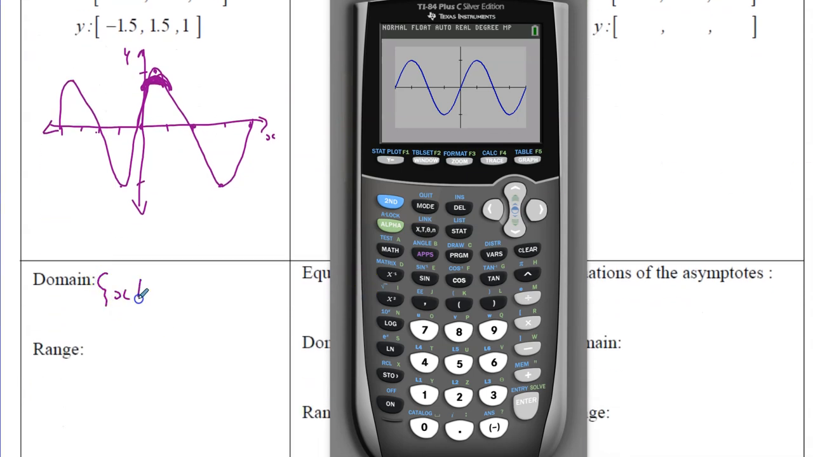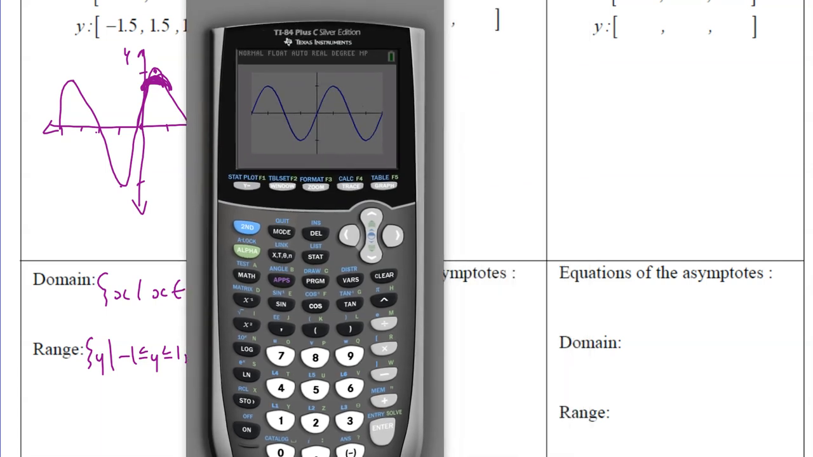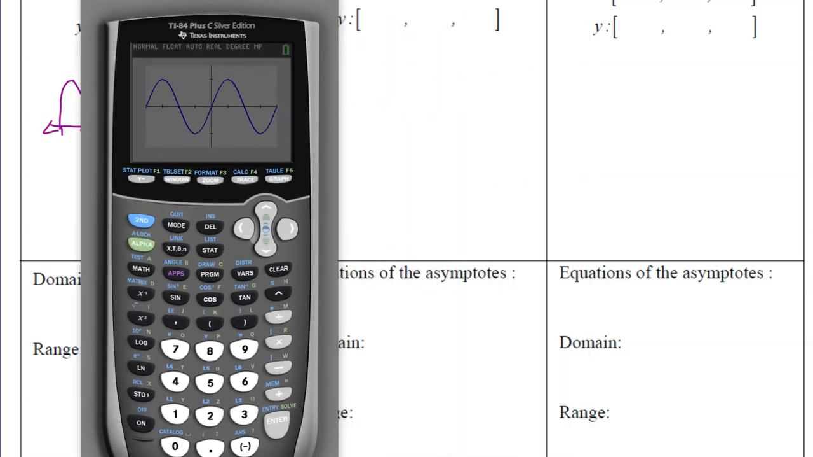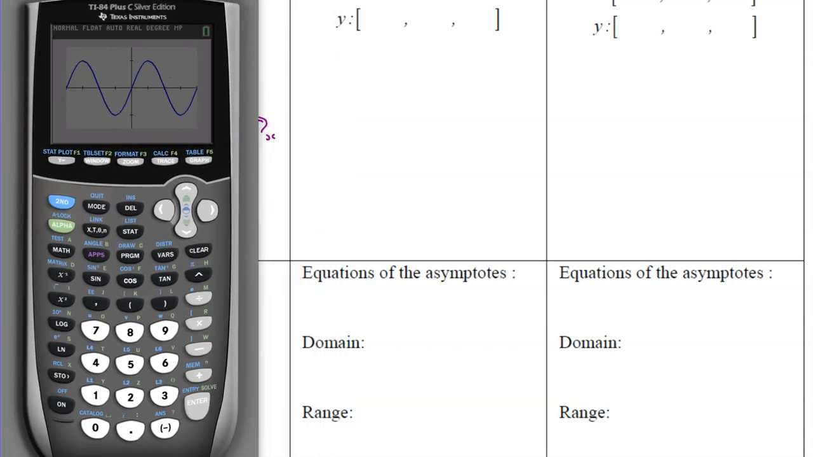Domain, set of all x, such that x belongs to the reals. And the range, okay, you do know that sinusoidal has to be between -1 and 1. Okay, what's next? Whatever it is, got asymptotes.